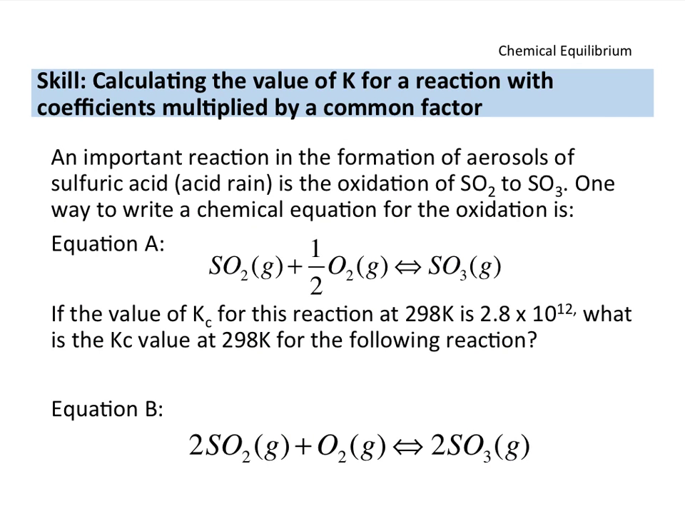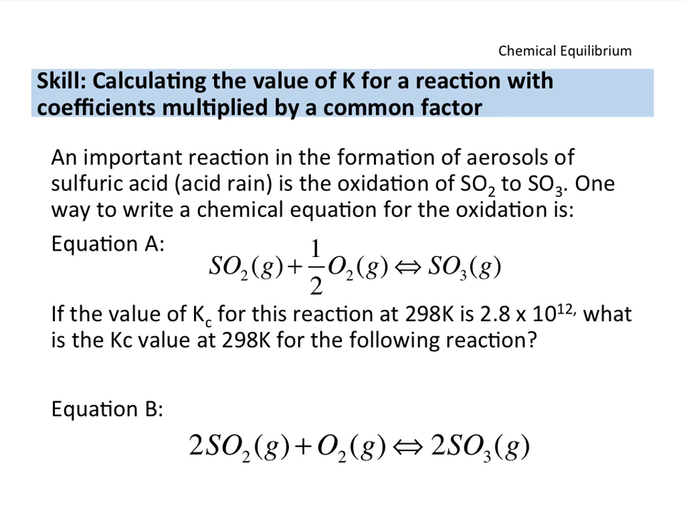So for calculating the value of K or the Q, which is the reaction quotient, for a reaction with coefficients multiplied by a common factor, we're going to discuss the following example dealing with the formation of aerosols of sulfuric acid, which is just acid rain. One way to write down this chemical equation is as explained by equation A. As you can see, the coefficient in front of sulfur dioxide is 1, in front of oxygen is 1/2, and the sulfur trioxide has a coefficient of 1.